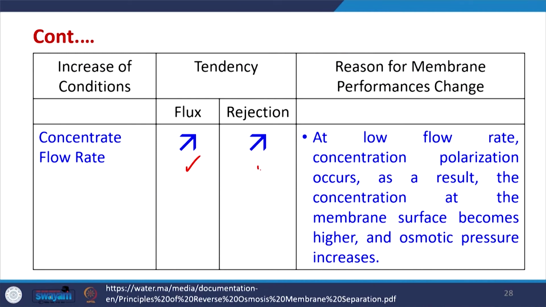So, the rejection rate is decreasing with increase in temperature, but we are getting more amount of permeate. Now, if the concentrate flow rate is increasing, the flux and the rejection both will be increasing, and the reason is that at low flow rate concentration polarization occurs, and as a result the concentration at the membrane surface will become higher, and under that condition the osmotic pressure will also increase, and the flux and rejection are affected accordingly.